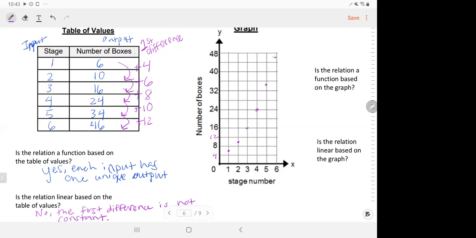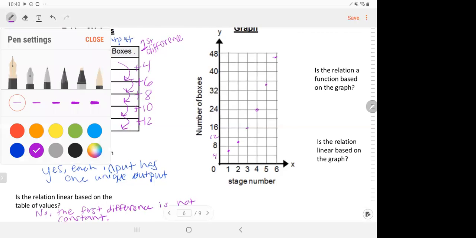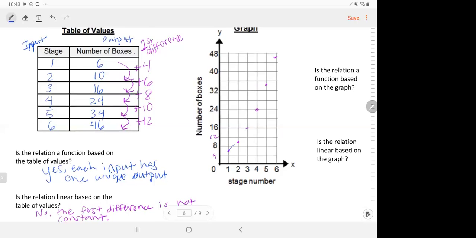So if I were to draw a line through here, it wouldn't actually be a straight line. It would look something like this. It would be a curved line. And when we have a curved line like that, it's actually going to be a quadratic function. So is this relation linear based on the graph? Well, no, because the points are not on a straight line.